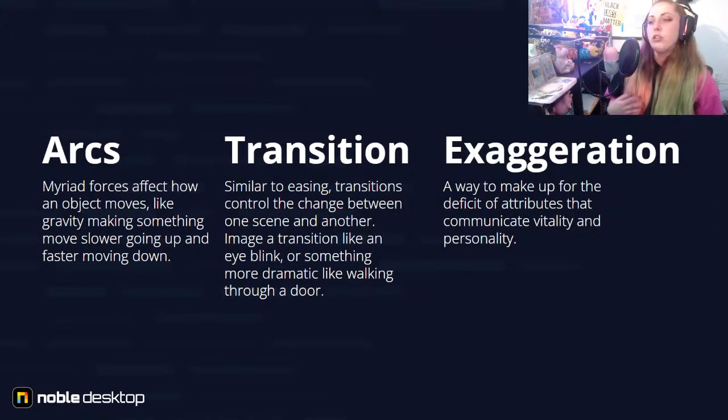So similar to easing, transitions are ultimately controlling the change between something and another thing. Usually it's one scene to another. And there's a ton of different ways that you can incorporate transitions. And I really want you to ultimately think outside of the box when it comes to these, okay? Image transitions can oftentimes be like an eye blink or something a bit more dramatic, like walking through a door or grabbing a cup and drinking from it. So there's a lot of different things and concepts that you can use, and we'll have quite a few examples of those as we go on here.